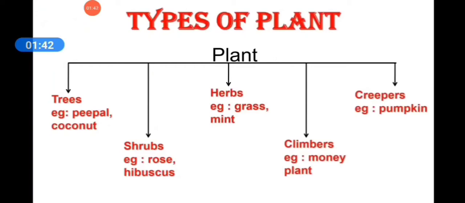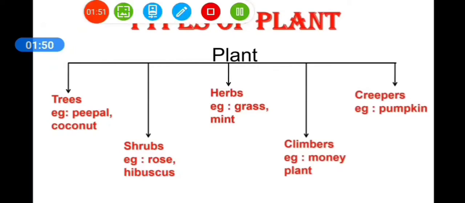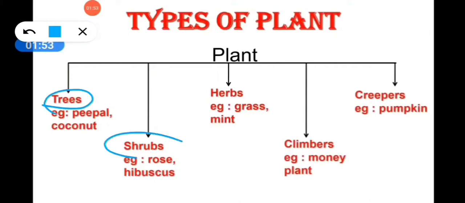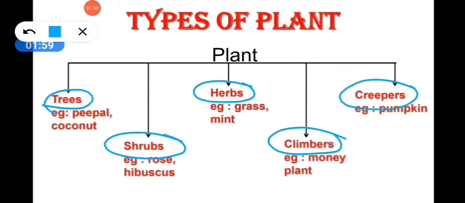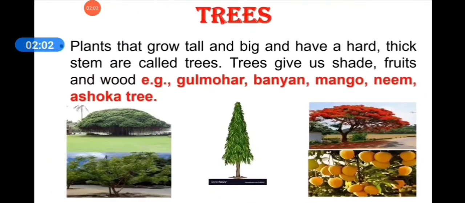According to their sizes, stem and roots, plants can be divided into 5 categories. They are trees, shrubs, herbs, climbers and creepers. Trees, plants that grow tall and big and have a hard and thick stem are called trees. Trees give us shade, fruits and wood. Example, gulmohar, banyan, mango, neem, etc.